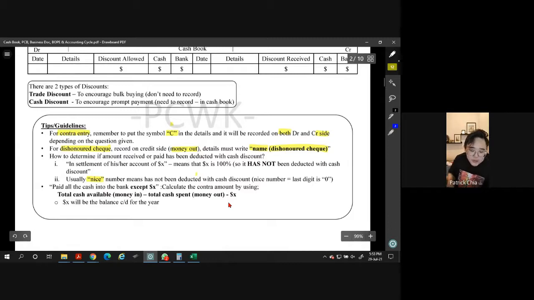Okay, so when you see a nice number, the last digit is 0. And not nice means 1 to 9. If the last digit is 1 to 9, that one is already minus the discount. Most of the time, of course, there are exceptions. There are some questions where before discount and after discount, the last digit is still 0. But what I observe is that 99% of them are going to be like this.